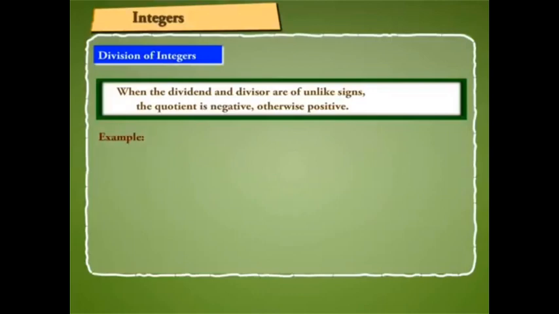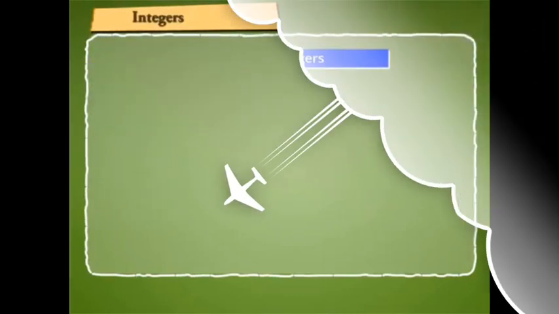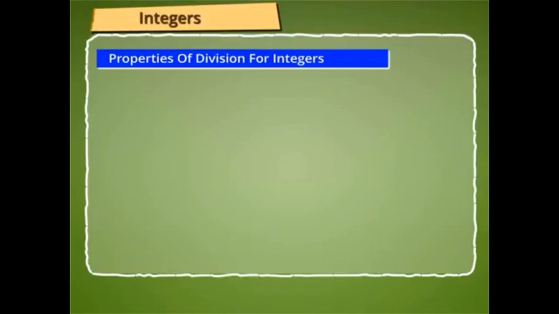Let us understand this by taking a few examples. We divide 84 by −4, we get −(84 ÷ 4) = −21. Also, −1024 ÷ −32 = 1024 ÷ 32 = 32. Let us now learn about some of the properties of division for integers.